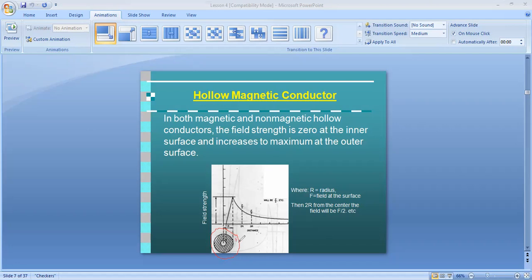If this gap is more, suppose this is the OD and this is the ID. If this ID is too far away from the conductor, then very little field will reach here. Now, at this particular point, suppose this is the ID of the pipe and this is the OD of the pipe. Here the field is high compared to this area, because this length is more, that's why the field will be less here. But here the length is less, that's why the field will be high.